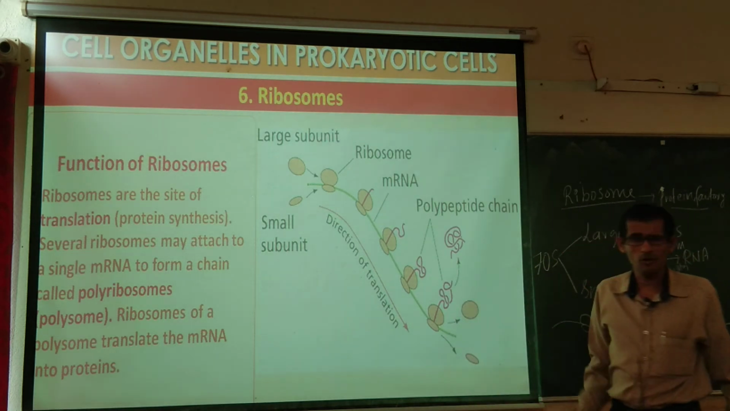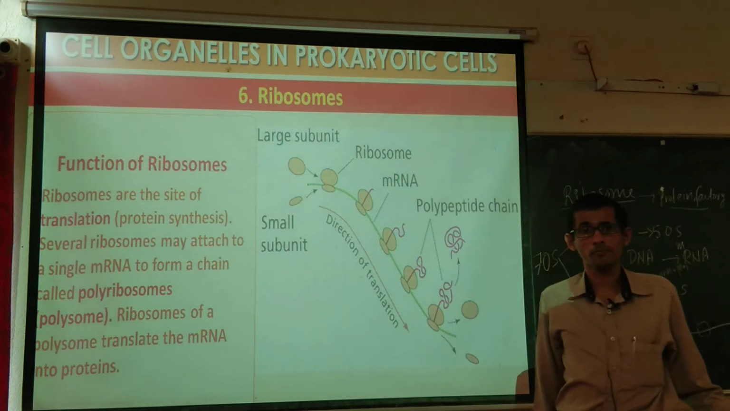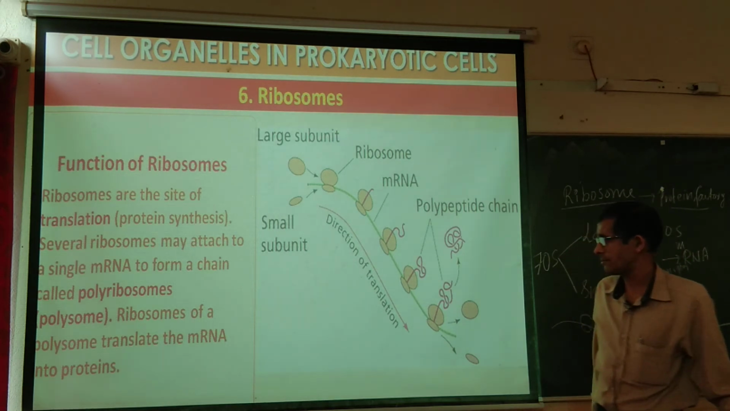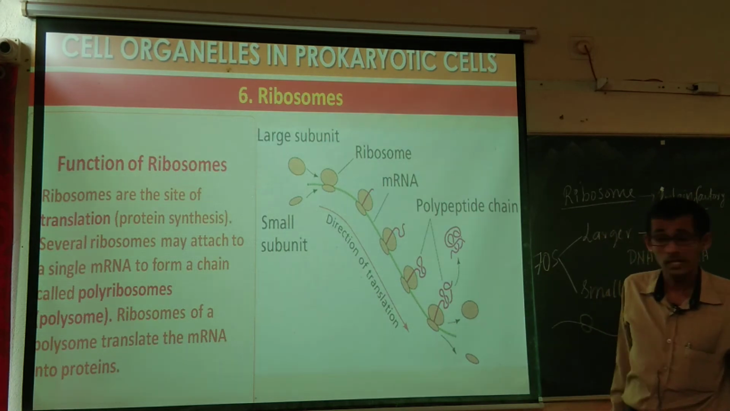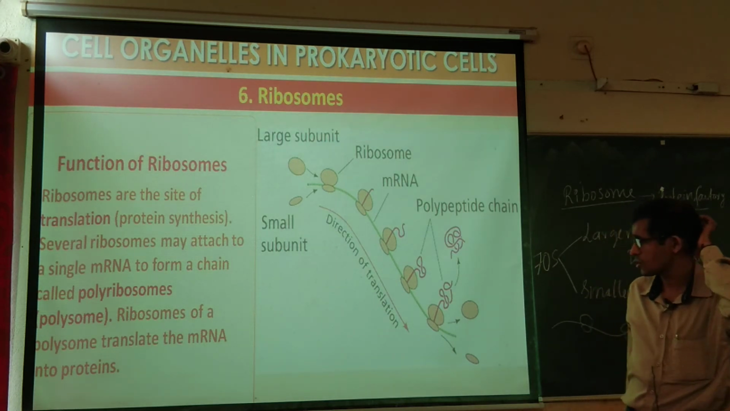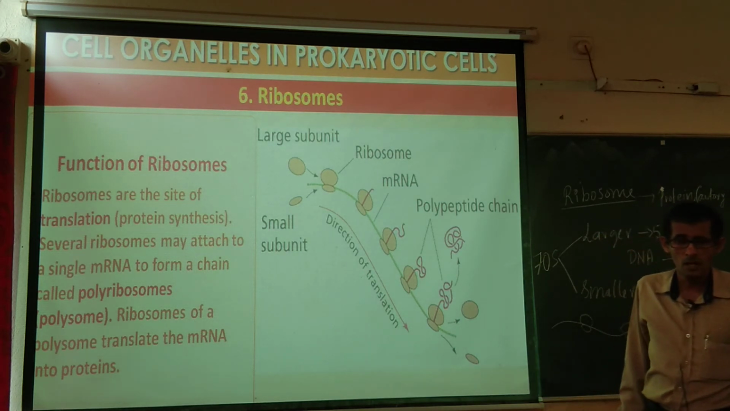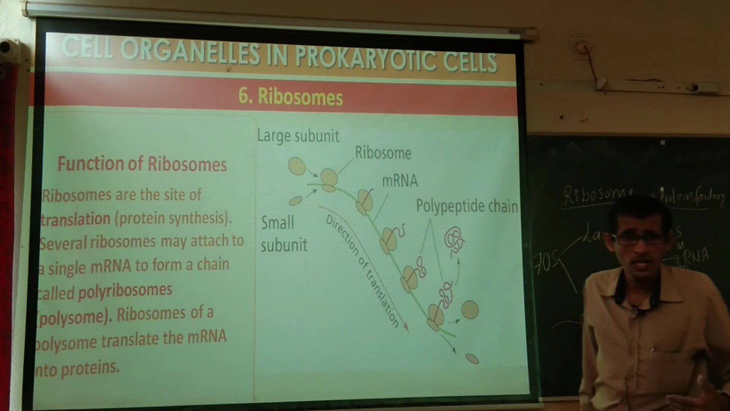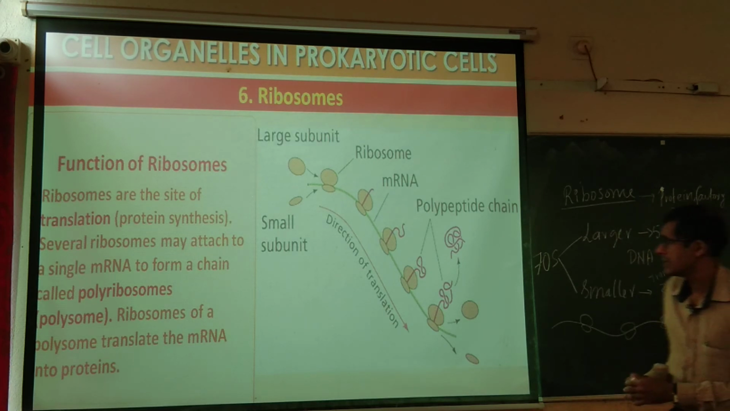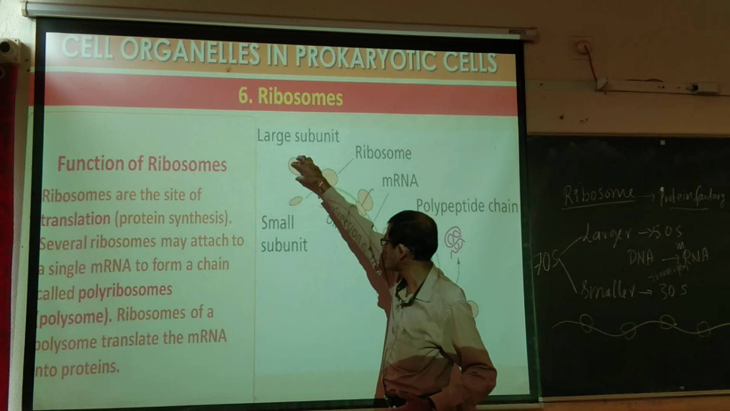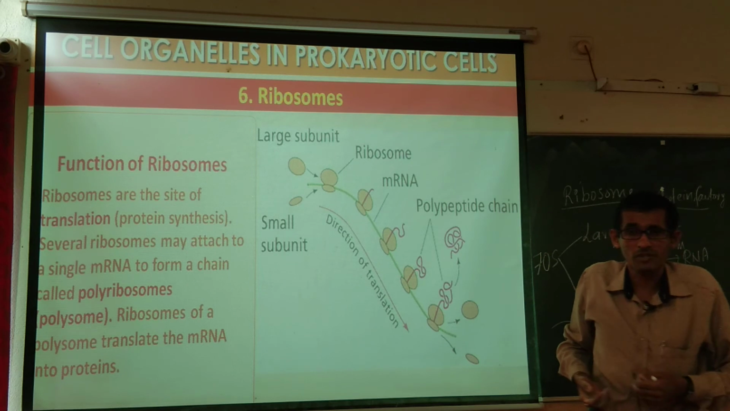A single mRNA is going to be attached with many ribosomes at a time, and that is called polysomes or polyribosomes. So this polyribosome may be there, then the ribosomes of a polysome translate the mRNA into protein. That entire complex of ribosomes with the mRNA is going to make the entire protein synthesis. See here, as I said earlier, the larger subunit and the smaller subunit unite together, and as a result the activation of the ribosome will be there.